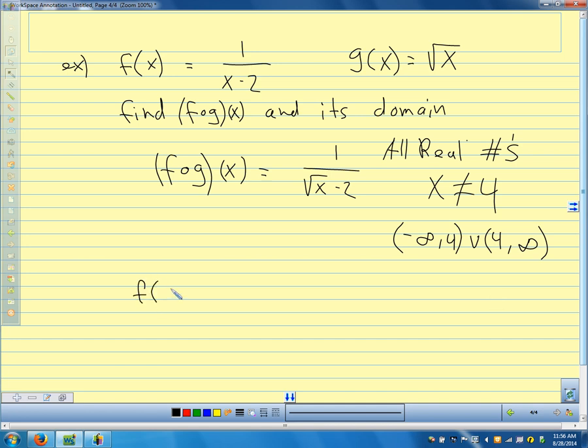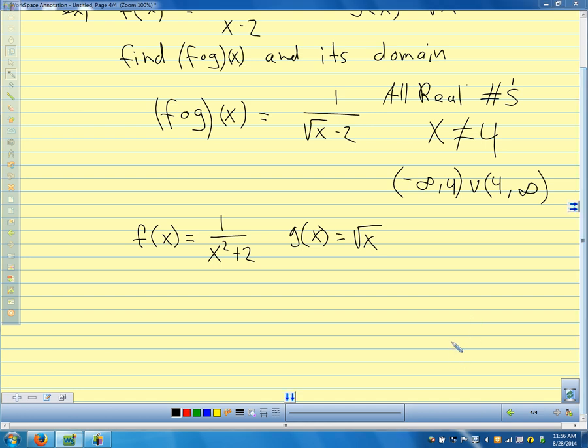Let's say f of x equals 1 over x squared plus 2, and g of x equals the square root of x. And we're doing the same thing. We want to find f of g and its domain. So f of g of x.